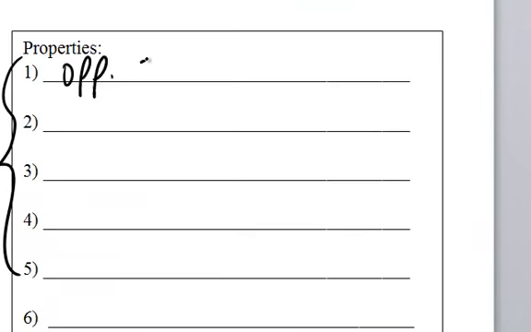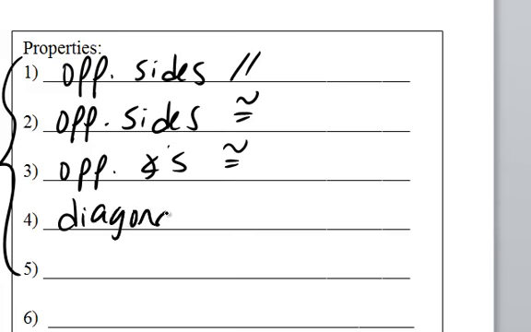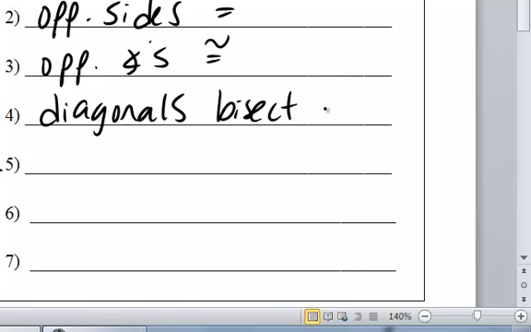So again, we have opposite sides parallel, opposite sides congruent, opposite angles congruent. What else do we have? Diagonals bisect each other. So they cut each other in half. That's always true for all parallelograms.